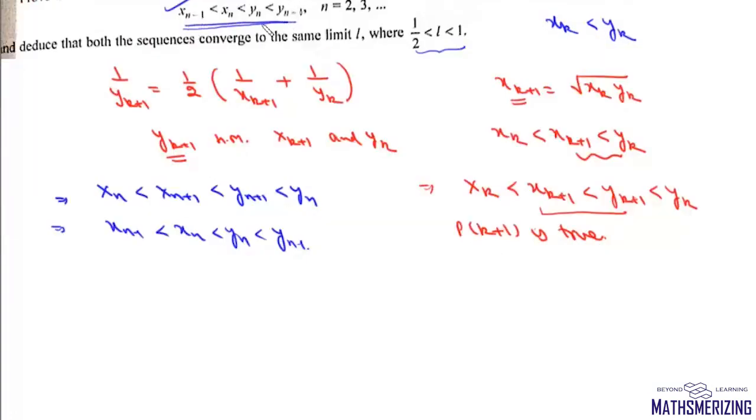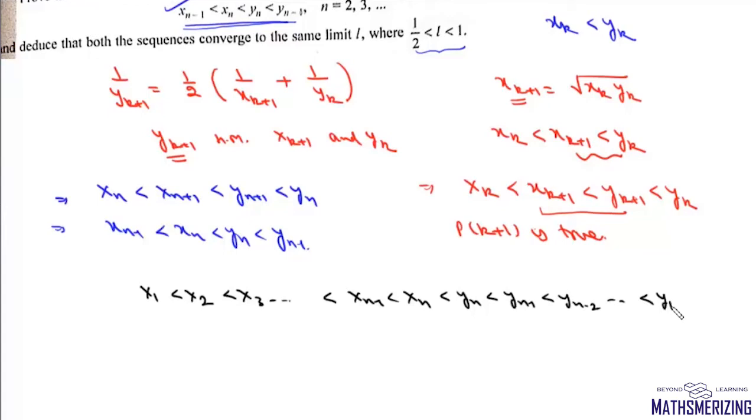Now from this result we can write x1 is less than x2 is less than x3 and it is less than xn minus 1 and it will be less than xn, which is less than yn minus 1, less than yn minus 2 and less than y1. Now the value of x1 is 1 by 2 and value of y1 is 1. So both the sequences xn and yn, they are bounded sequences.